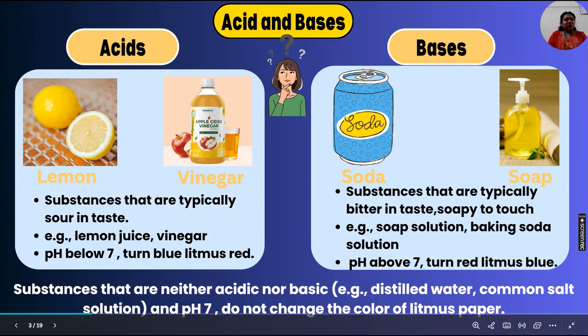Their pH is below 7 because of the presence of acid, and they turn blue litmus paper red. Yes, there is a term called blue litmus paper. Litmus paper is an indicator that helps to identify bases and acids.